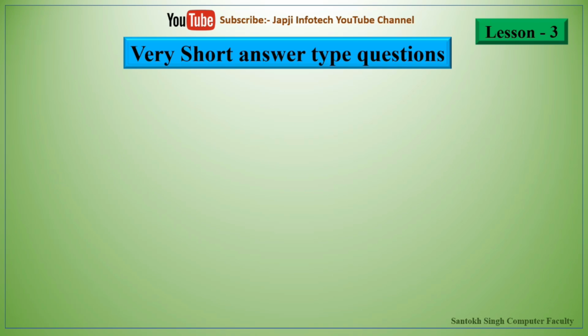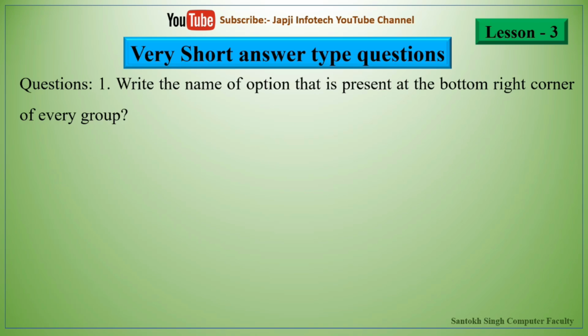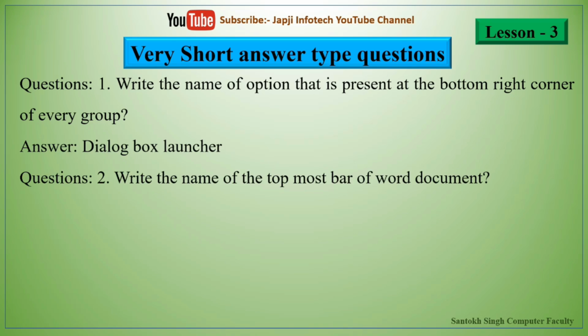So now we will learn about very short answer type questions. Our first question is, write the name of the option that is present at the bottom right corner of every group. The answer is dialog box launcher. Second question is, write the name of the topmost bar of a Word document. The right answer is title bar.